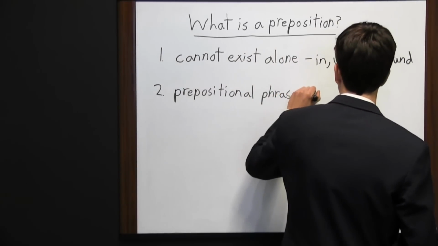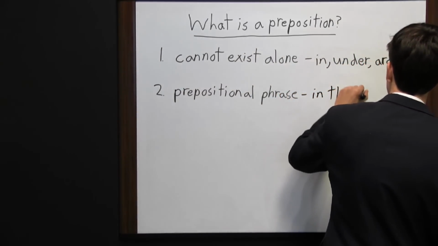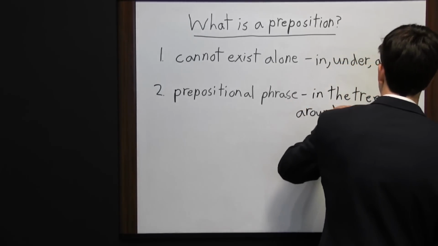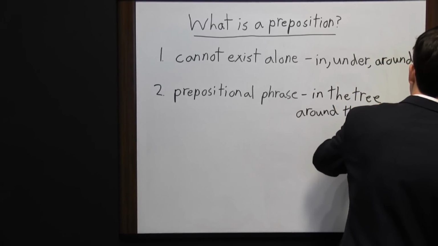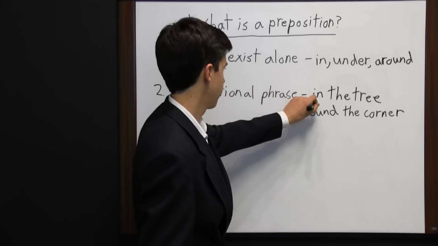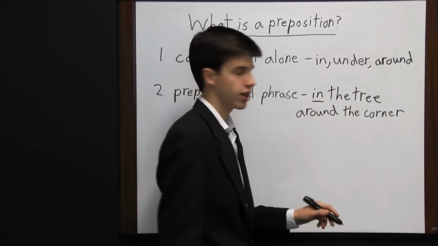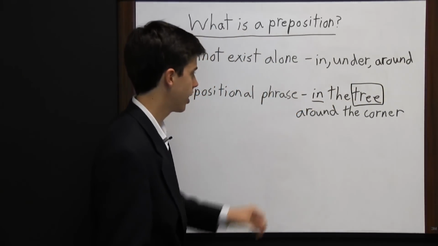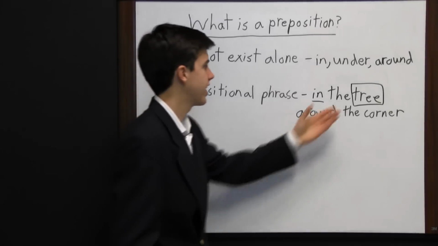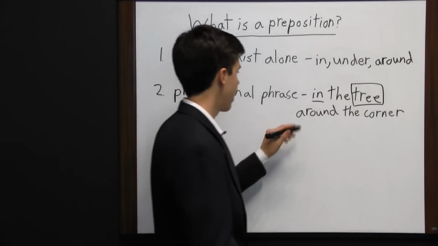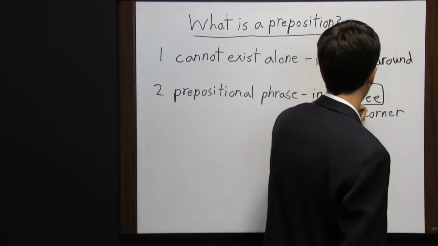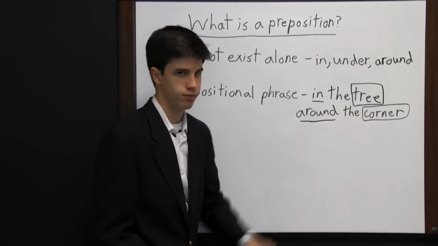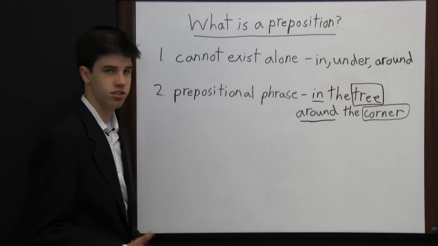A prepositional phrase might look like in the tree or around the corner. So right here, in would be a preposition, and tree is what we call the object of the preposition. Because right here, if we just have the preposition in, we're wondering in what? It's in the tree. Or around the corner. Around is a preposition, and corner is the object of the preposition. We don't know what's around. It's around the corner.